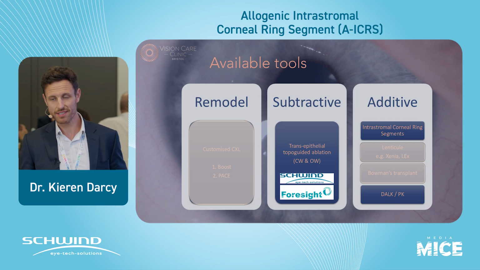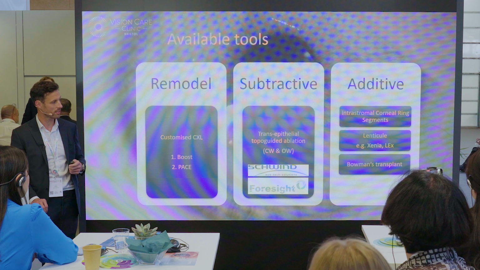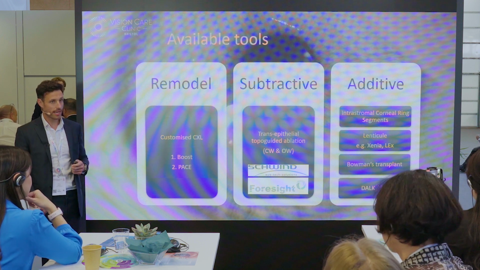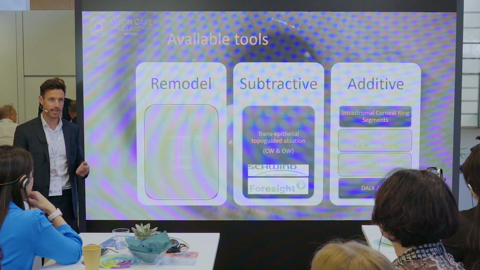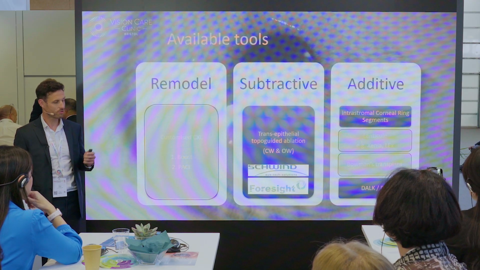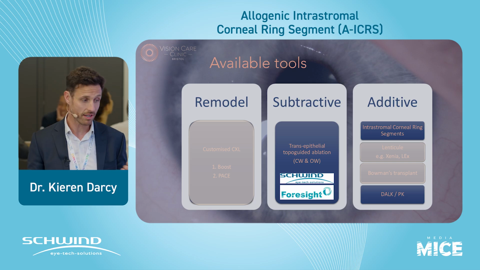As far as additive techniques go, we've got intrastromal corneal rings, which we'll talk a lot about today, but there are other ways of doing it with lenticules, with Azenia, which you'll see around here, Bowman's transplants, and DALK PK. And at the risk of being controversial, I'm going to cross 3 out that I don't think are quite there yet. And so that leaves us really with the adjuncts we've got, with the DALK PK being the fallback position that we've all had for the generations that we've been doing this.